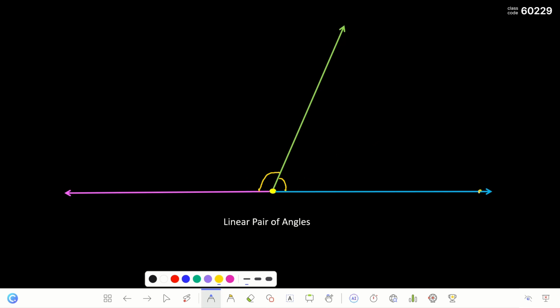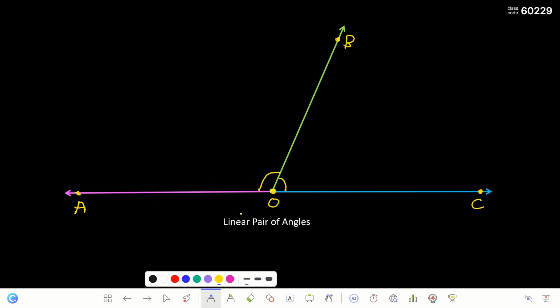Let us say this point right here and this point right here and this point right here. Let us name these 3 points: A, B, and C. Also, let us name this point right here as O. Now, this point O is the vertex of both the angles. Now, how do we name such angles?